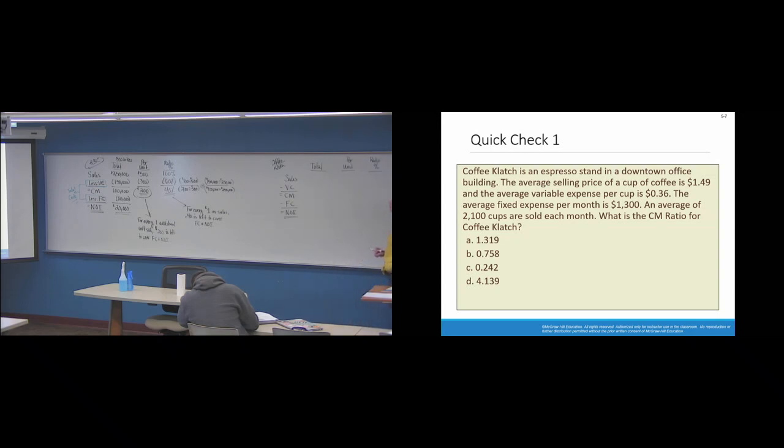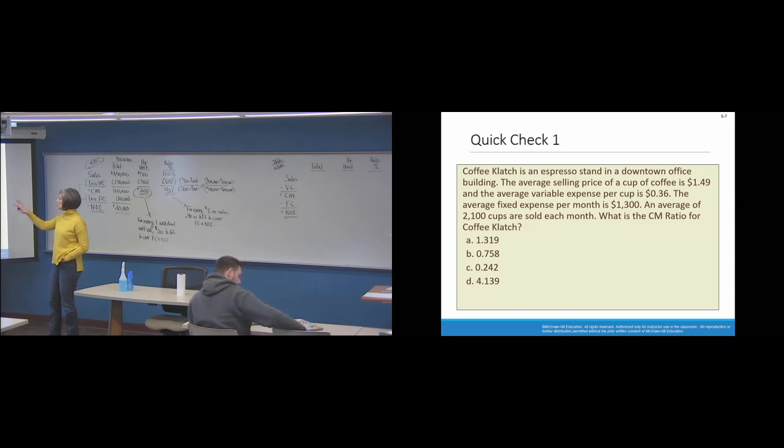All right. So it says Coffee Klatch is an espresso stand in a downtown office building. The average selling price of a cup of coffee is $1.49. That's some cheap coffee, isn't it? And the average variable expense per cup is 36 cents. So translation, they typically sell a cup of coffee for $1.49, and 36 cents is what it costs them to make a cup of coffee. Coffee beans and some water, I imagine, right? The average fixed expense per month is $1,300.